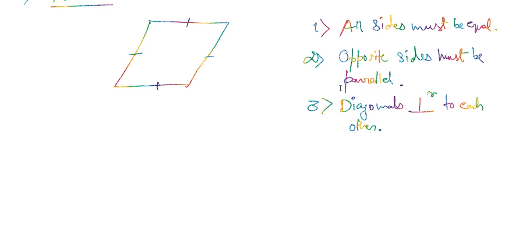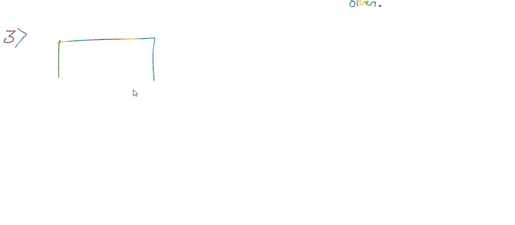Diagonals are perpendicular to each other. Next polygon, which we would be learning about, which is our friend from the school, my rectangle. Let me draw the fourth one here as well, which is my square.